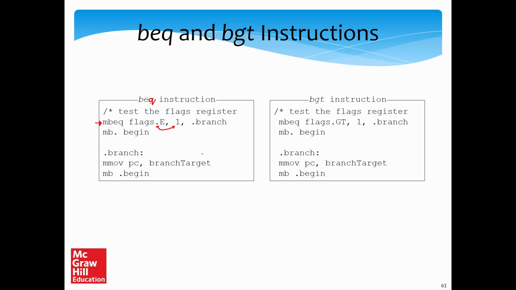If there is an equality, then we jump to the dot branch label. Otherwise, if there's no equality, this instruction is as good as a no op. So we then again proceed to the next instruction. So we jump to mb.begin, which means that we move to the beginning of the preamble.